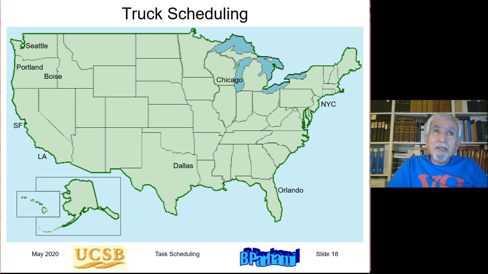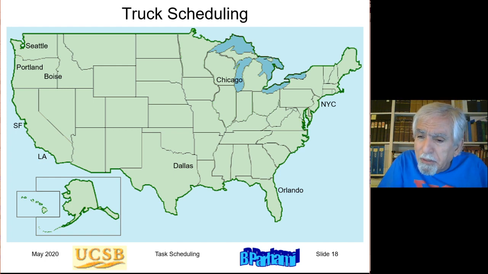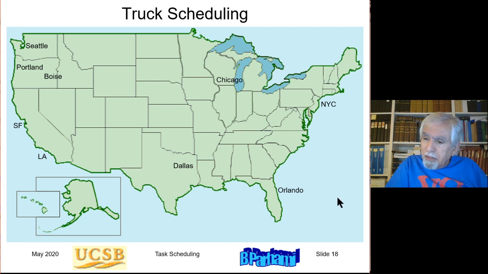Okay, here is another example of scheduling. This is truck scheduling. This is something that is done daily throughout the country by companies that own trucks, shipping companies basically, and they have to schedule their trucks in the most efficient possible way. So here I give you a toy example where I have just 5 trucks.